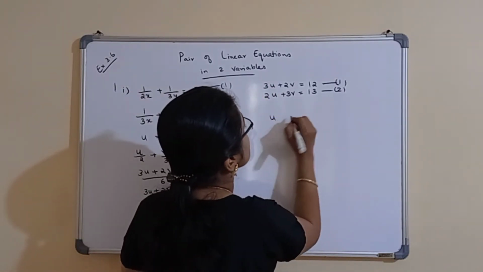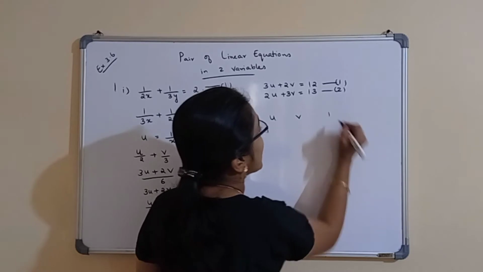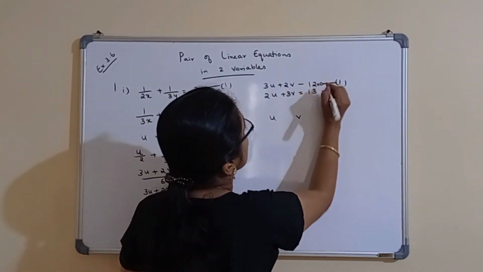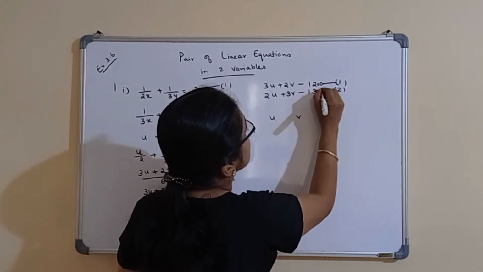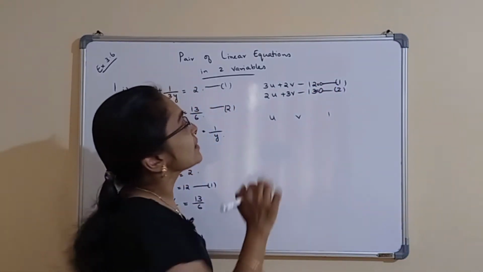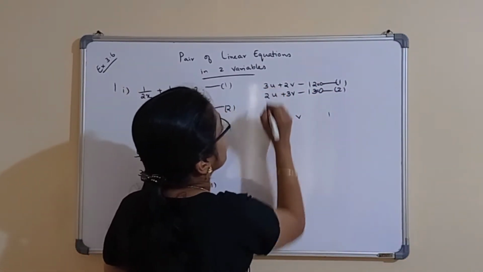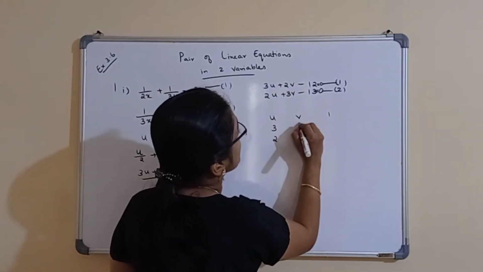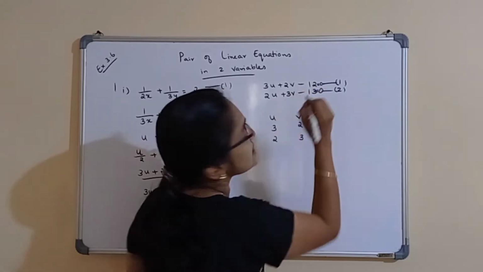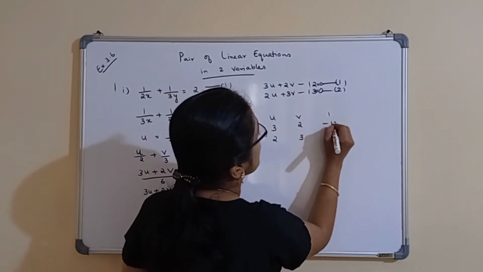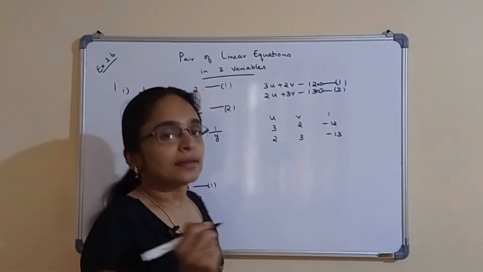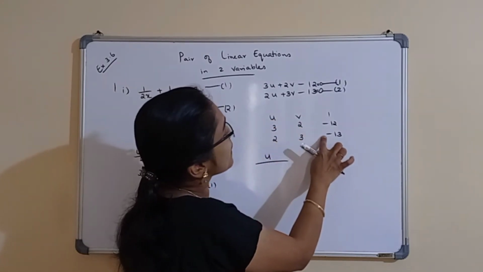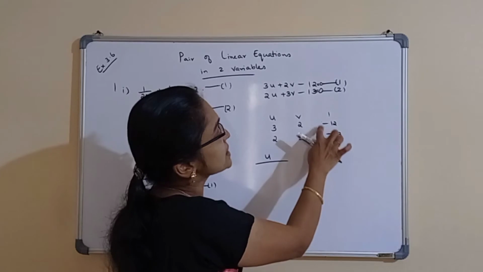So we can write this as u, v and 1, and this has to be taken as minus 12 equal to 0 and minus 13 equal to 0. Now a1 and a2 are 3, 2, b1 and b2 are 2, 3 and c1 and c2 are minus 12 and minus 13. Now u by, don't take this column and multiply in this order, that is this first then minus of this.